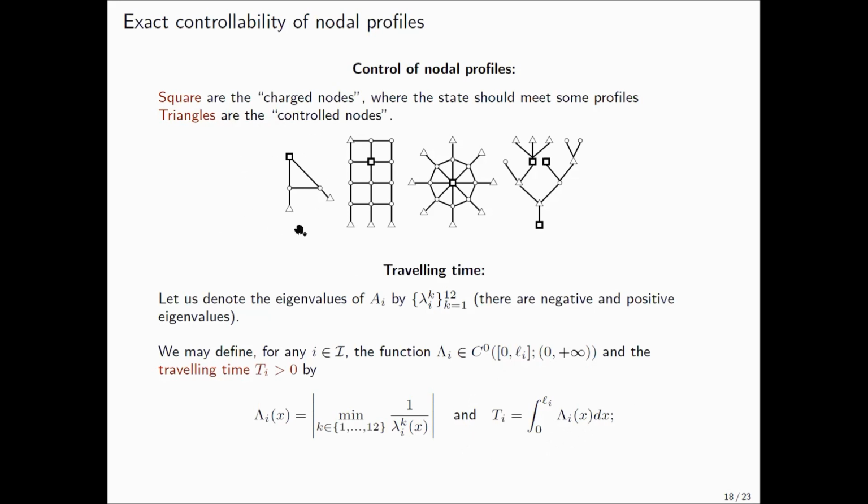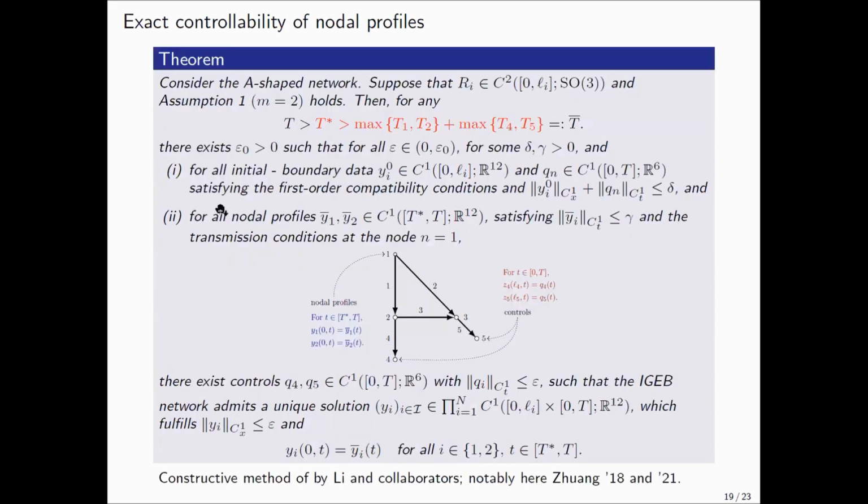Now I will concentrate on this A-shaped network on the left. For such a network, you can prove that you can reach any given nodal profiles at the tip of the A if you control at the simple nodes 4 and 5 here the internal forces and moments. And the time interval on which you can control, which will be T star capital T, depends on these traveling times on each beam as follows. So T star has to be large enough.